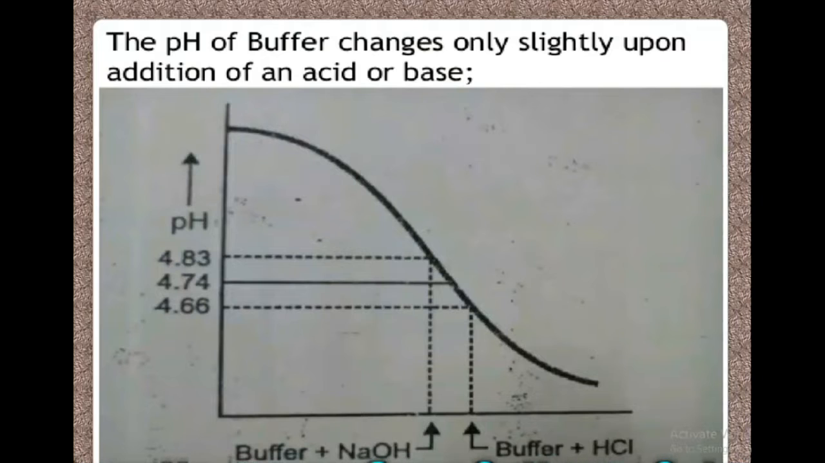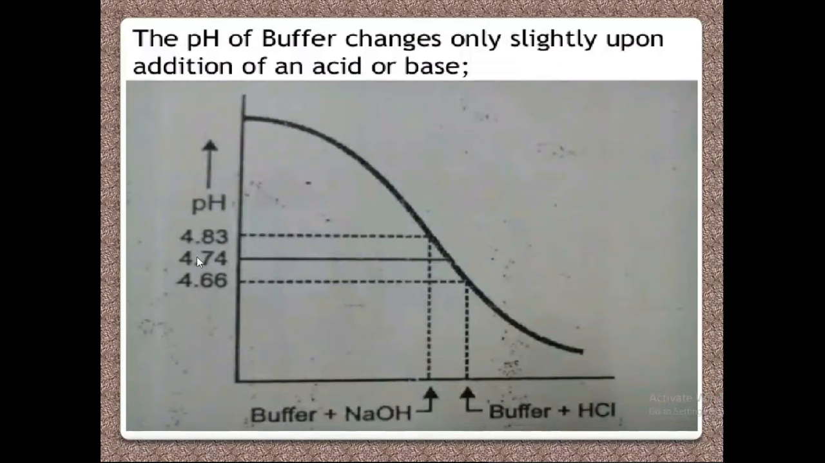So here you see that the pH of the buffer slightly comes down to 4.66, not more than that. So the variation in the pH will be between this point and this point. It is 4.83 maximum, 4.66 minimum. At the center you have 4.74. So only this variation is shown in the graph. That is because of the buffering action of this buffer solution.